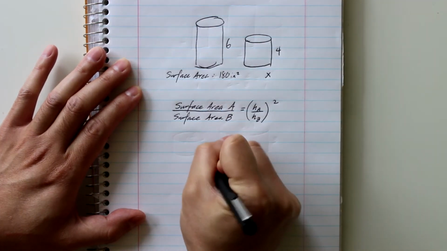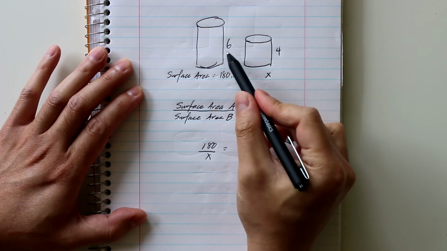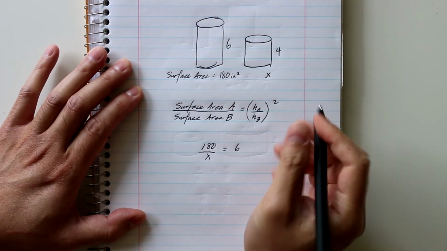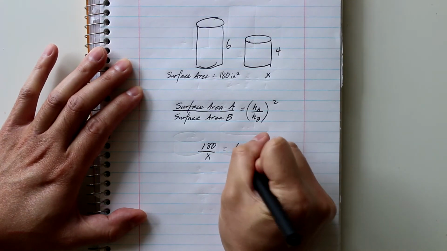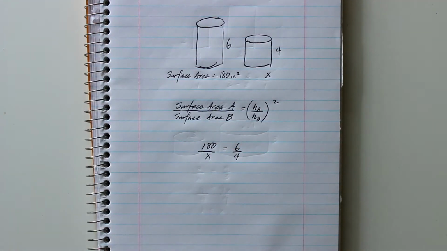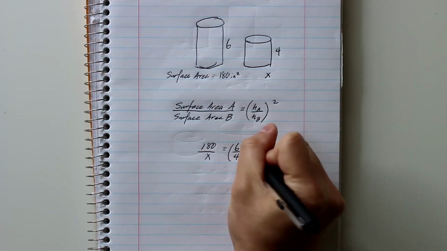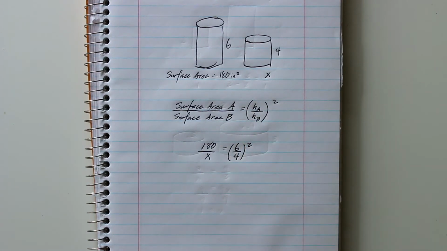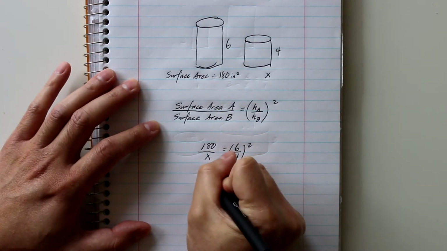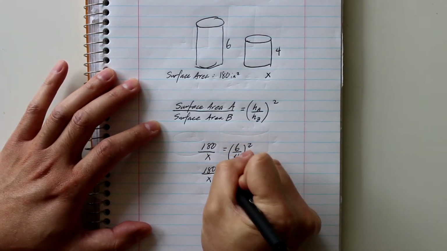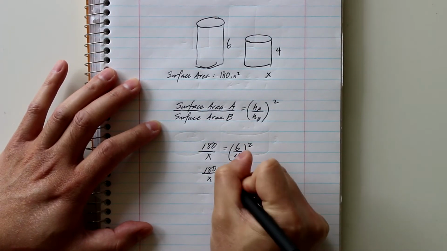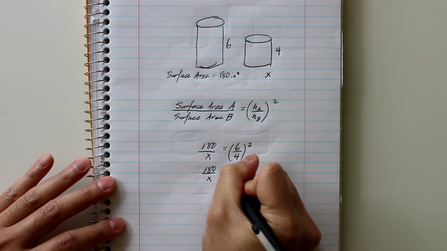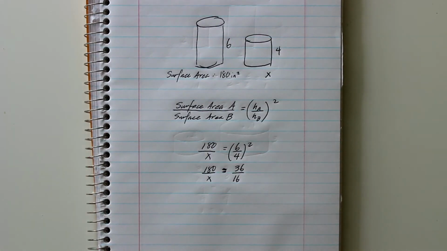180 over x is equal to, okay, height is 6. And now remember, it can be height, it can be radius, either or, whatever you have. And I'll put over 4. And now we'll go ahead and raise this to the power of 2. That gives us 180 over x is equal to 6 to the power of 2, which is 36, over 4 to the power of 2, which is 16. And now we can go ahead and use cross multiplication to help us discover what x is equal to.